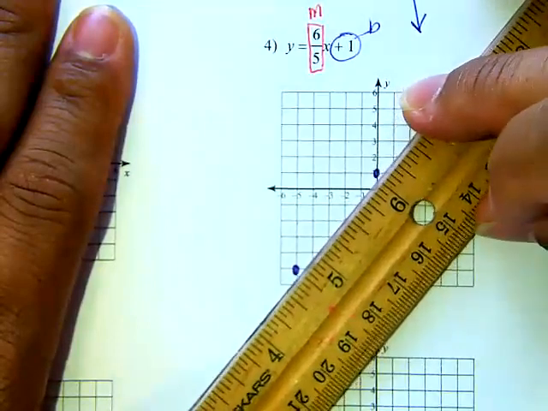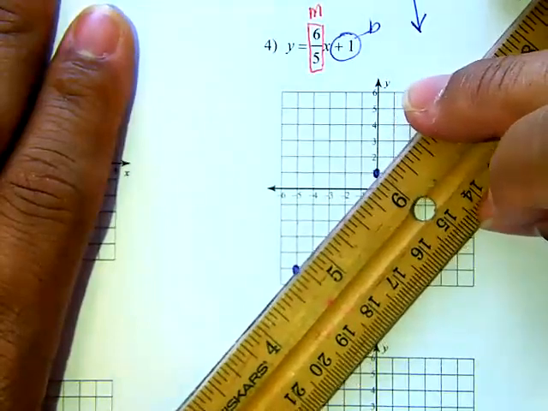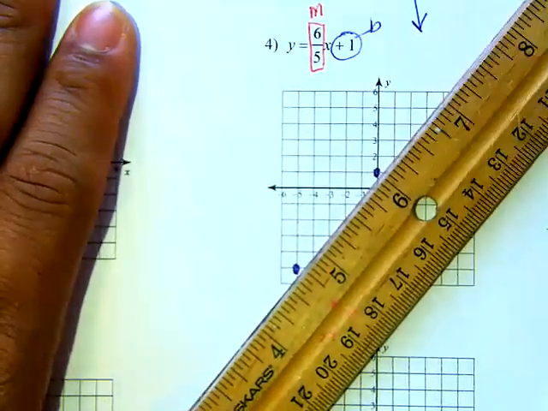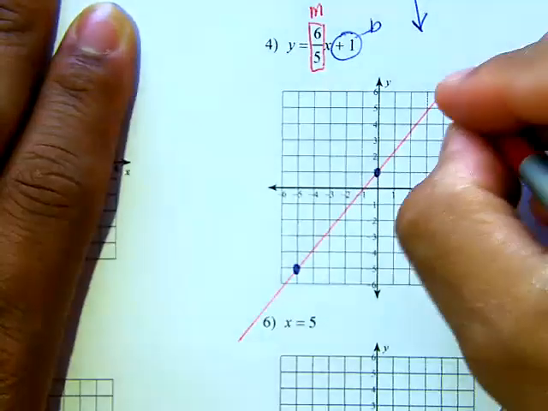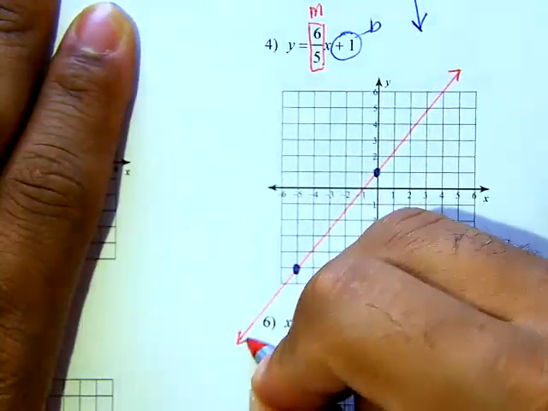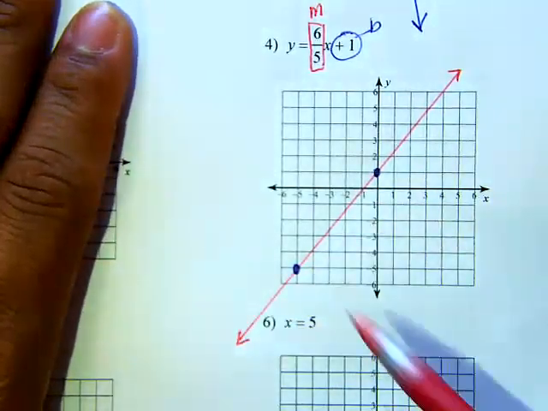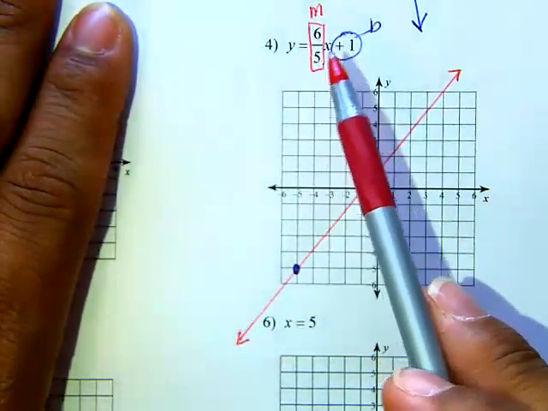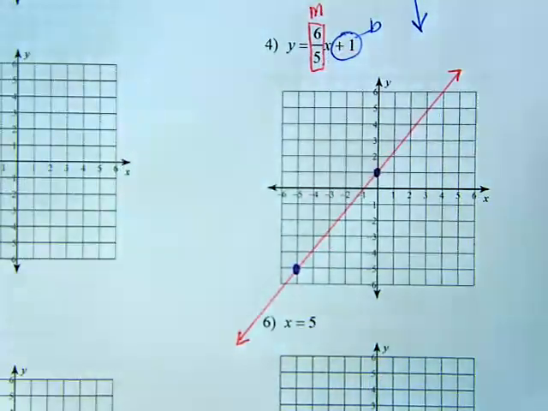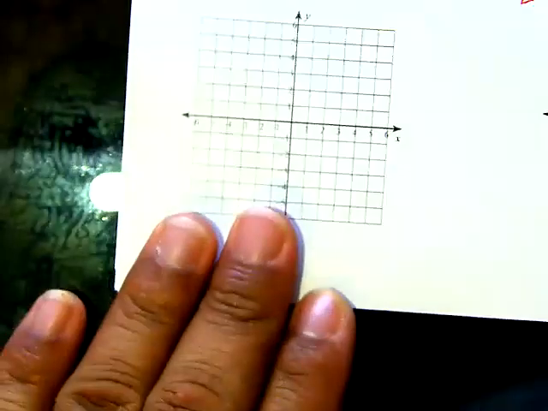Connect my 2 points. Remember, you only need 2 points to graph a line. And there goes y is equal to 6/5 x plus 1. Let's take a look at one more example.